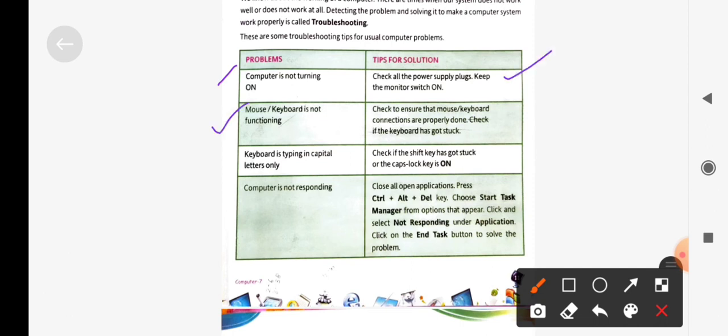Second one, keyboard mouse is not functioning. Then for the solution you write down from this portion: check to ensure that mouse keyboard connections are properly done. Till properly done you write down this one. And the third one as it is, problem and the solution as well. Better to make a table like it is given in your book. So this is your long answer number 5.